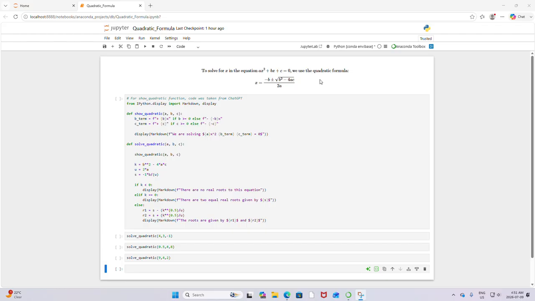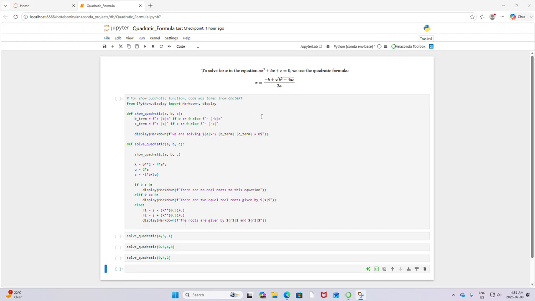The a, b, and c are just going to be values that are given to us. And they can be anything as long as the a is not 0, because if the a is 0, this x squared term will collapse and we won't have a quadratic. Okay, so let's look at the code.